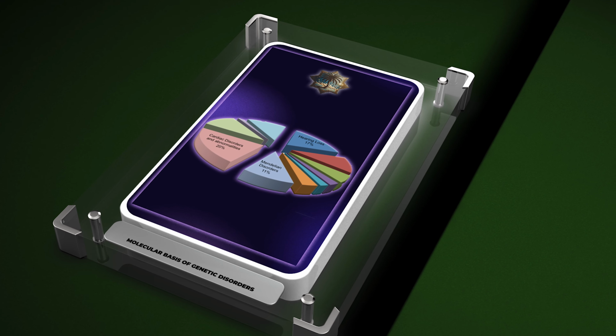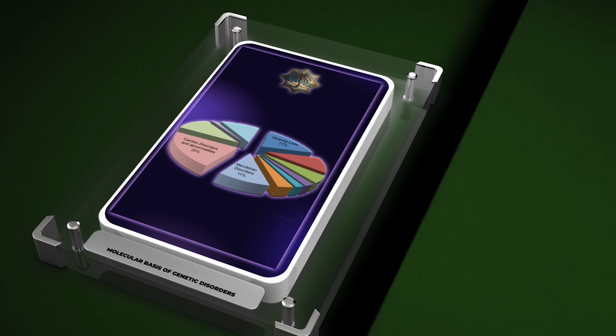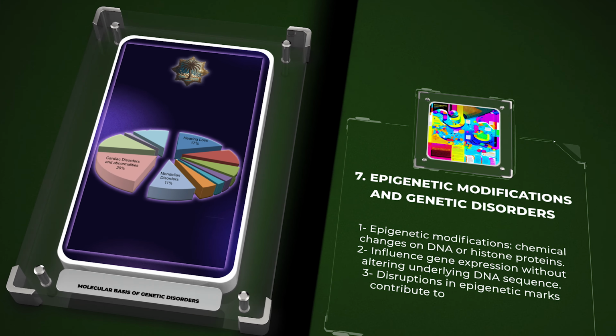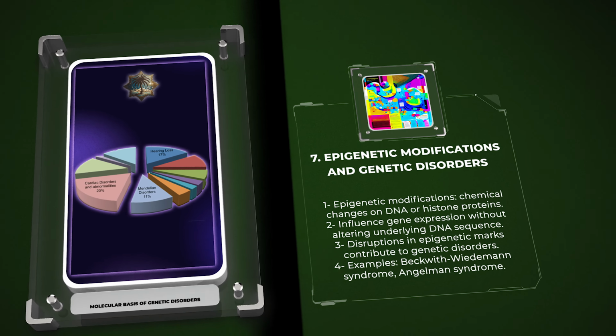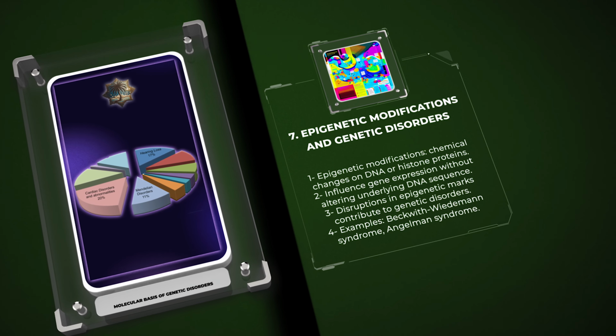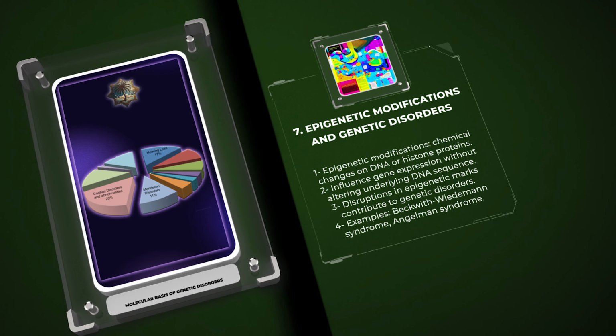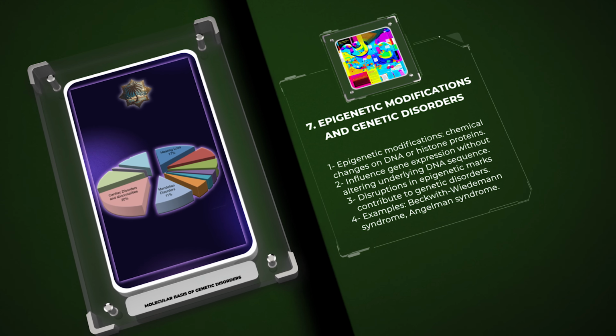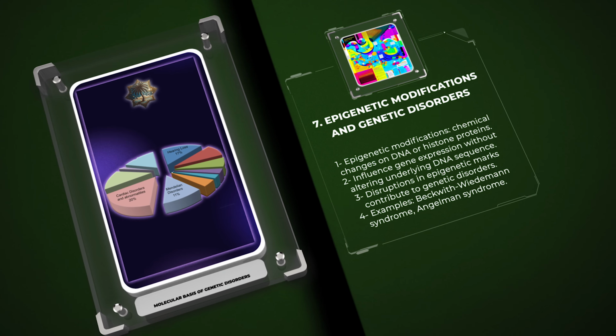Epigenetic modifications refer to chemical changes that occur on DNA or histone proteins, influencing gene expression without altering the underlying DNA sequence. Disruptions in these epigenetic marks can contribute to the development of various genetic disorders. For instance, abnormal DNA methylation patterns are associated with diseases such as Beckwith-Wiedemann syndrome and Angelman syndrome.